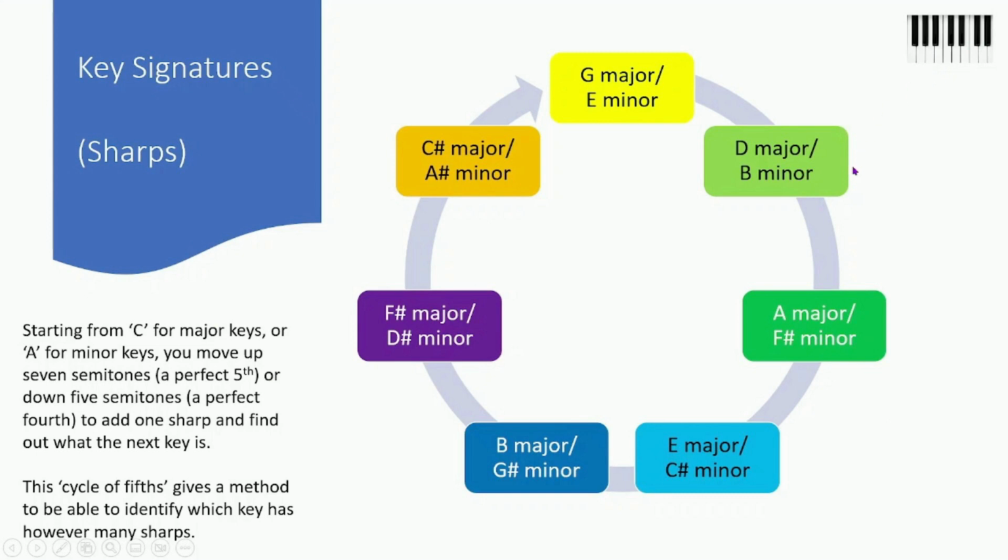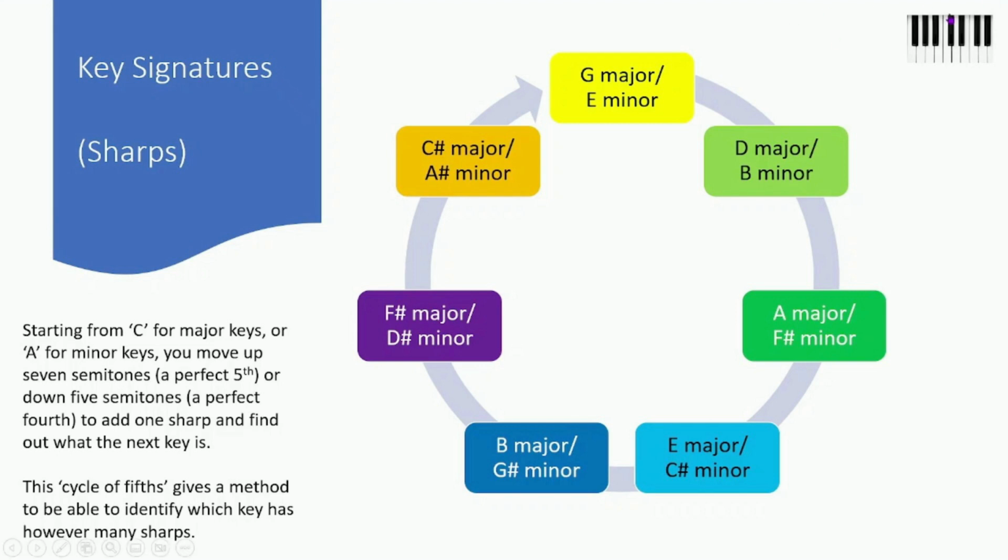So, the cycle of fifths means that starting from C for major keys, you go up a perfect fifth each time. You go up a fifth degree of the scale each time. And that tells you what the next major key is, and you add 1 sharp onto it. And remember, a perfect fifth is 7 semitones.